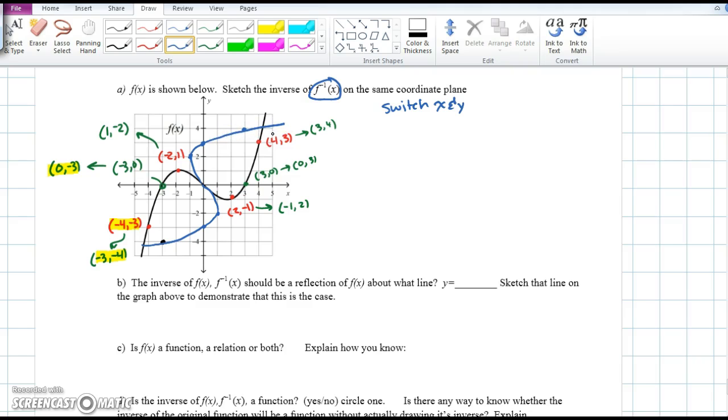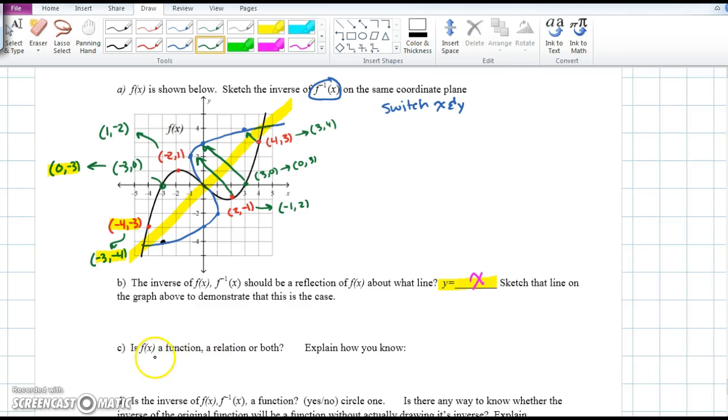Your check was part B. Everything should reflect across the line y equals x if you've done it right. So I'll sketch y equals x. Sure enough, you can see the mirroring. This point is right across from there, this point right across from there, and so on.